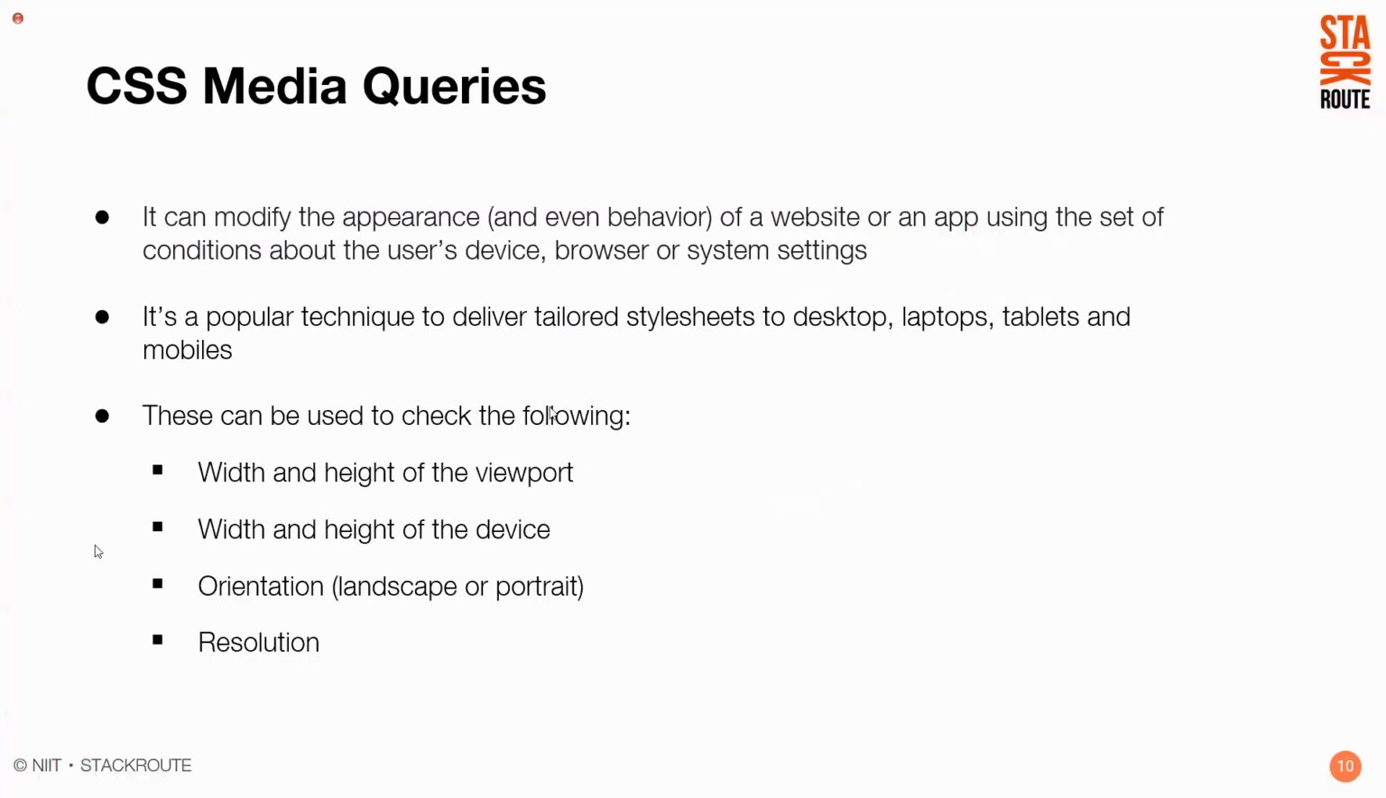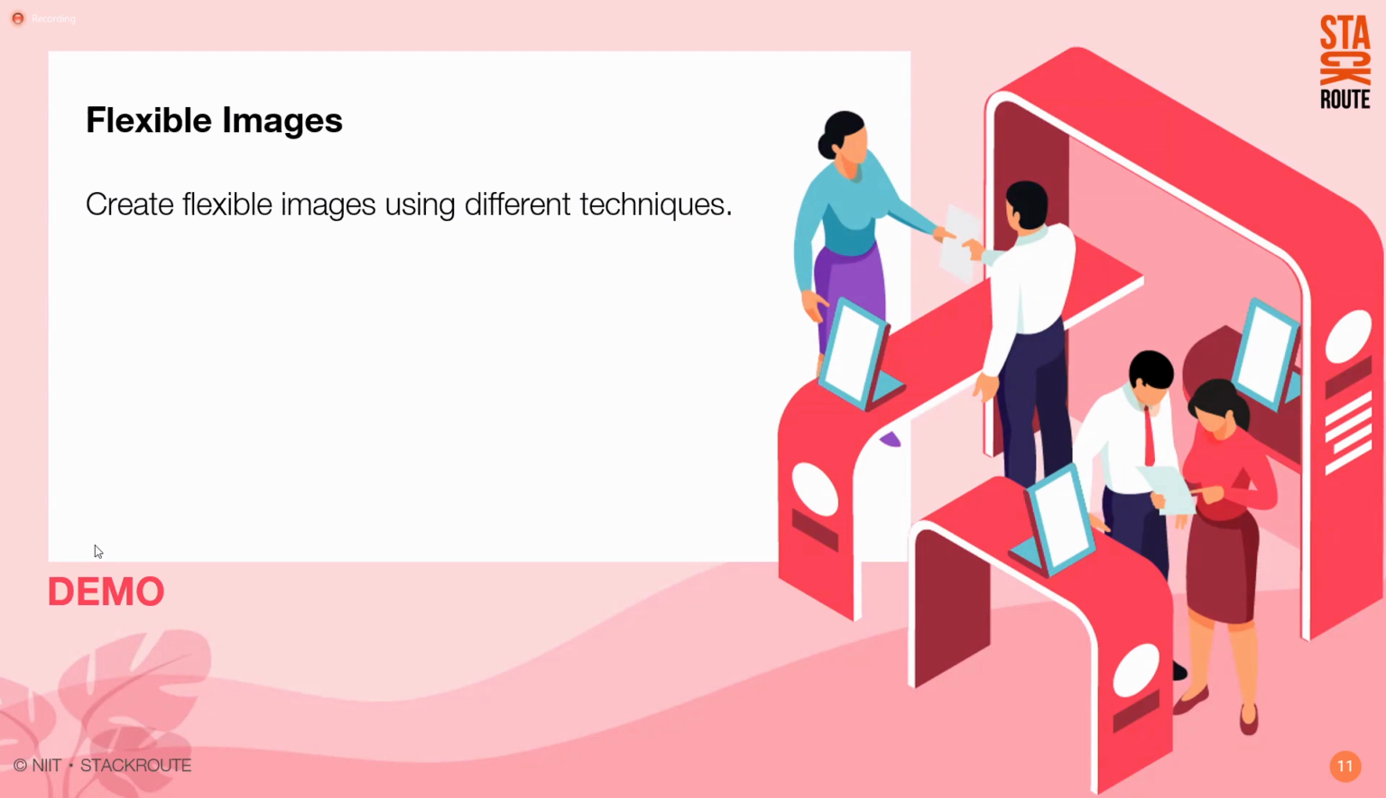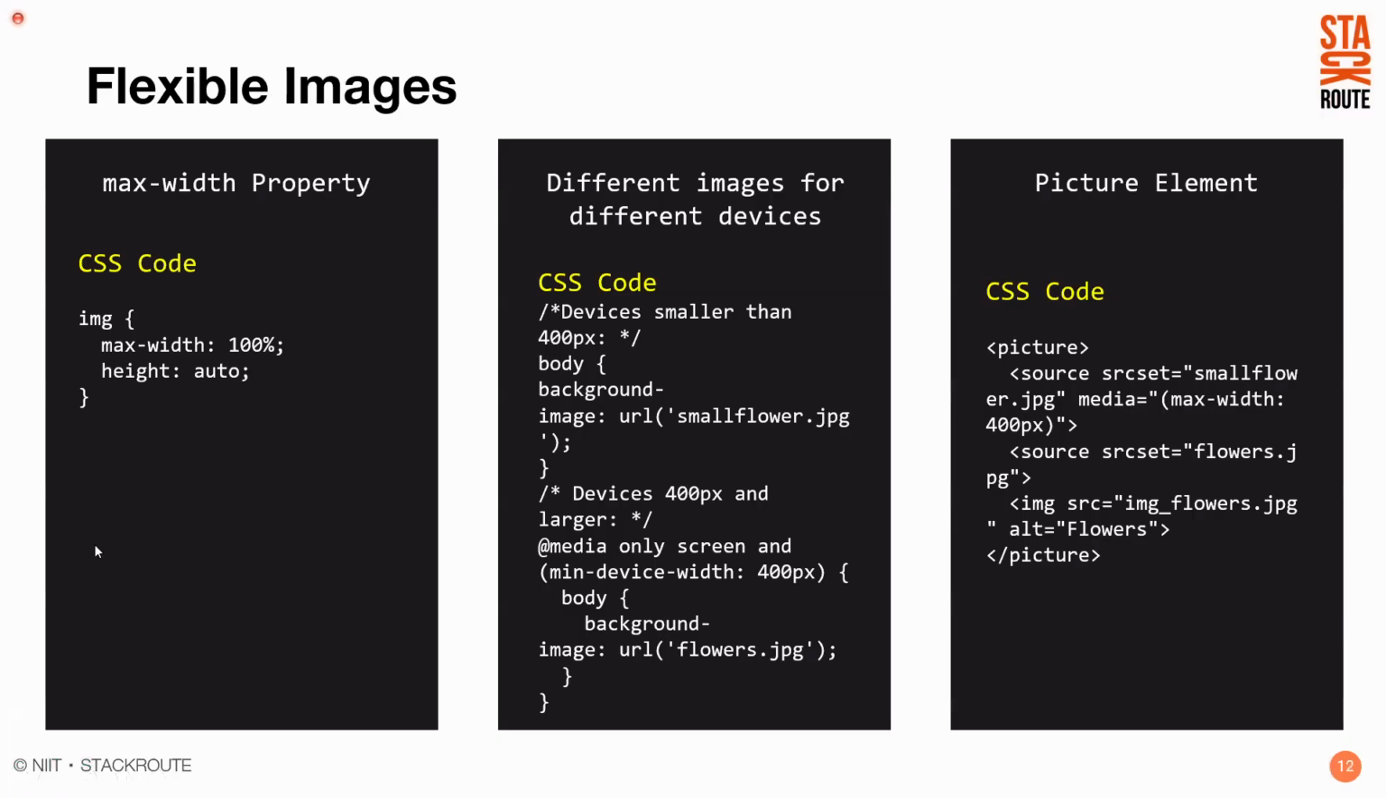So another way of achieving responsive web pages is by creating flexible images. These are the different ways of achieving flexible images and making a responsive web page. One is by using the max-width property. So please pay attention. In CSS, this property is applicable only for the HTML image tag. In your image tag, I'm going to apply the CSS property maximum width as 100%.